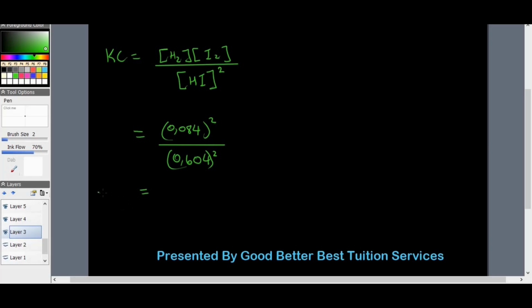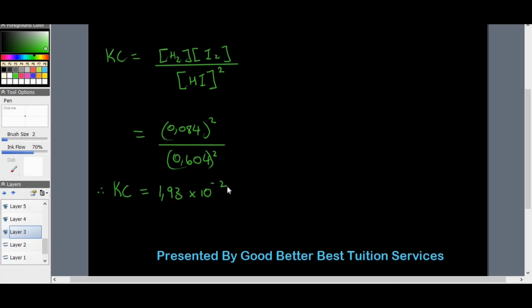Once we do that, we get a value for the Kc calculation. Therefore, the equilibrium constant at the new temperature, 448 degrees Celsius, is 1,93 times 10 to the power of -2. It's an equilibrium constant. It doesn't get a unit of measurement. It's just a constant.